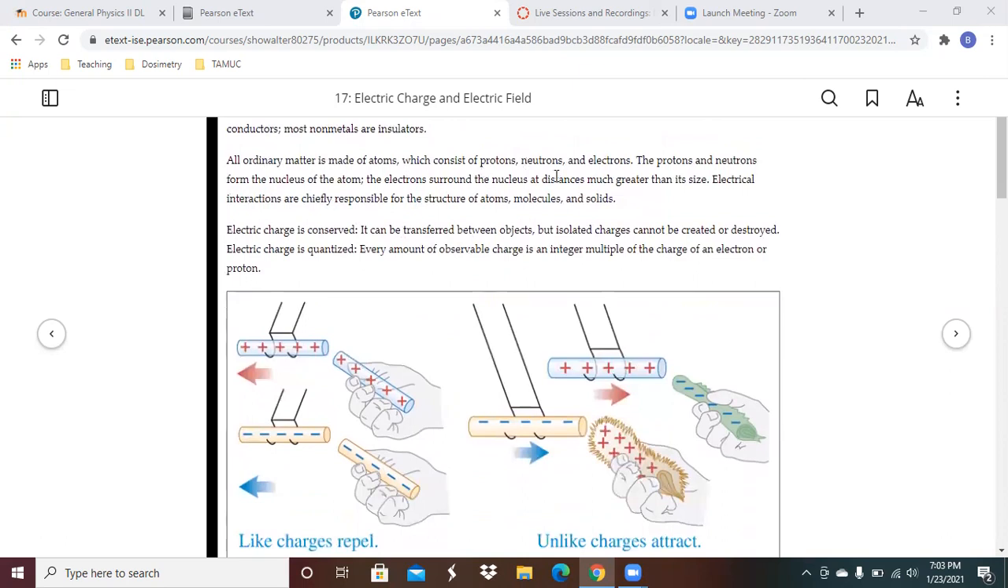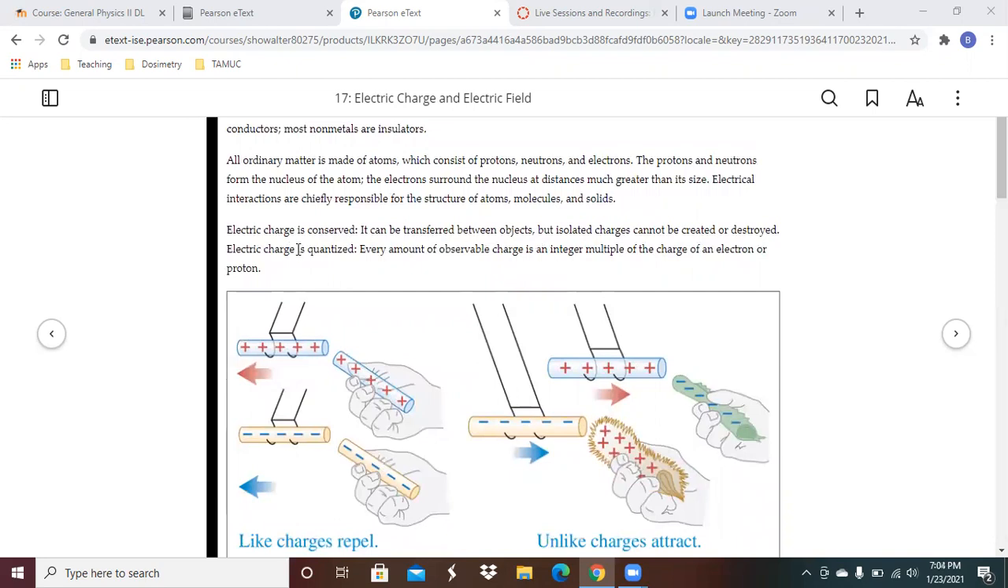All ordinary matter is made of atoms. They consist of protons, neutrons, as well as electrons. The protons and neutrons are going to be in the center of the atom, the electrons surrounding the nucleus at a distance that are far greater, and we'll get into that a little bit. They rotate in certain orbitals. Electrical interactions are chiefly responsible for the structure of atoms, molecules, and solids.